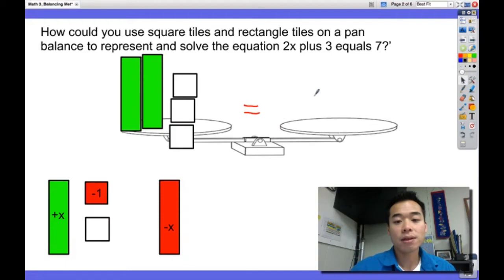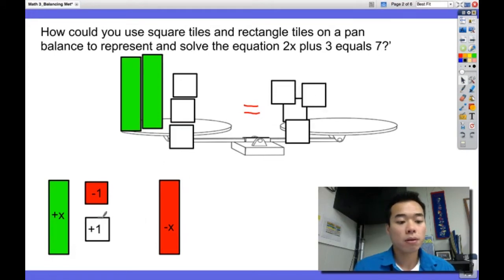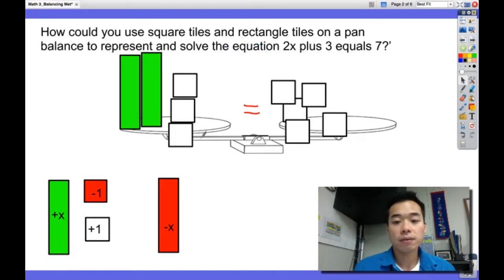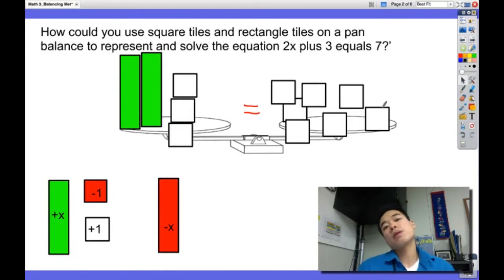What I know is these two tiles and these three white tiles, 2x plus 3, has to equal 7. So I have 1, 2, 3, 4, 5, 6, 7. So I just want you guys to picture this visual model while you're solving equations. Our job is to figure out how many white tiles are in each of these long green tiles to make the left side equal the right side.